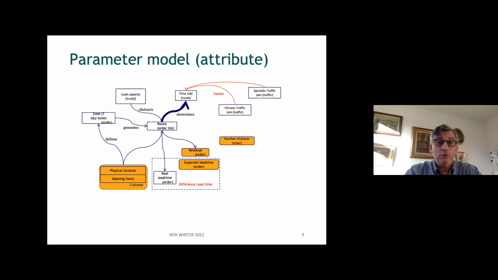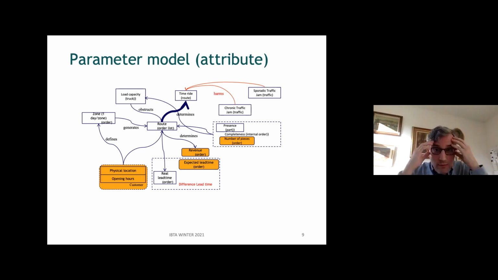And this route is also dependent on and harmed by traffic jams. In Belgium, we have a lot of traffic jams. We're very disorganized in that sense. So this person needs to take into account all these elements. We need to take into account the load capacity. We need to take into account the time. And also, are those parts present in the company or not? I mean, if you're lacking a component, you cannot deliver it. So this also has an impact.